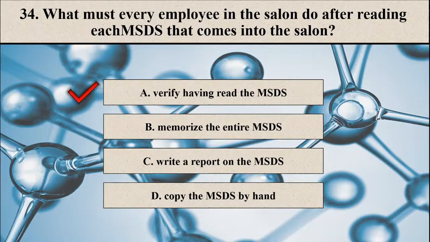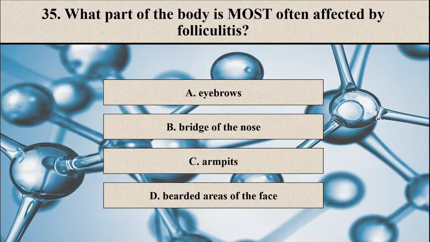If you chose A, verify having read the MSDS, you are correct. What part of the body is most often affected by folliculitis? Eyebrows, bridge of the nose, armpits, bearded areas of the face. If you chose D, bearded areas of the face, you are correct.